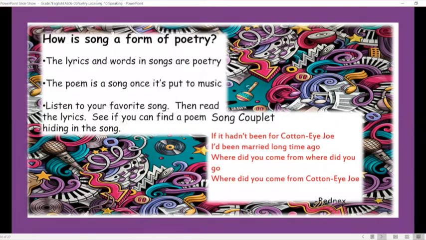Now, someone mentioned as well yesterday about song being a form of poetry. Definitely. Lyrics and words in song are actually poetry. The thing is, you're just adding music onto it. If you were to listen to your favorite song, you would notice that there's a way that it goes. There's a pattern it makes. A lot of songs actually rhyme. Okay, so it gives that added effect.